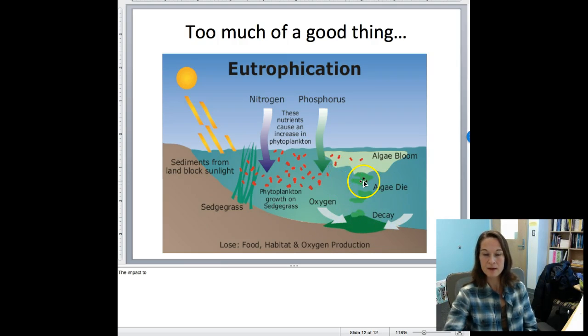So what you have is a massive algae bloom if you have too much nitrogen and phosphorus. You have that algae using up a lot of the oxygen at night and then dying, and the decomposition process using up a lot of the oxygen both at night and during the day, and you get a low oxygen environment. And that can be really bad for other things that live in that aquatic environment.